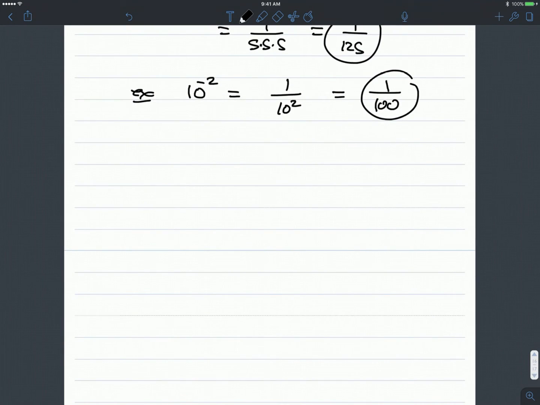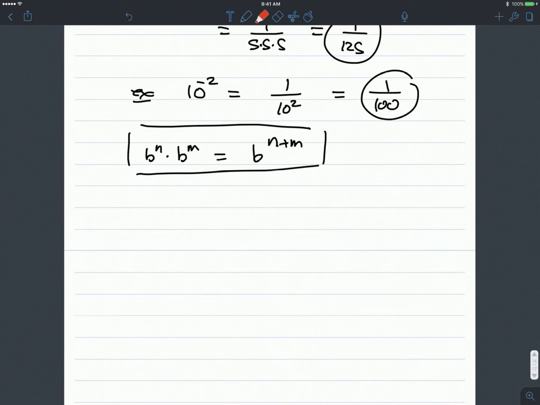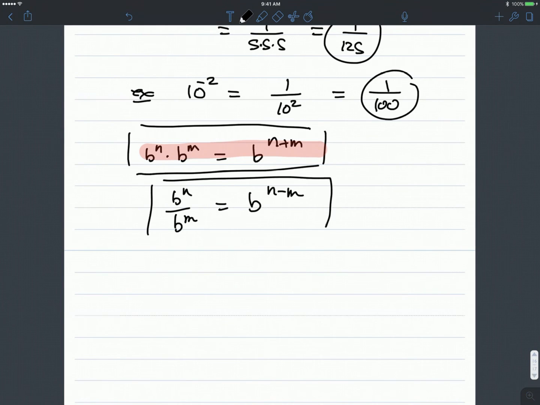You had another property: any base to a power times a base to another power. What did you guys do with these powers? We add them. That's true. That's good. So this is another situation. And then I get b to the n over b to the m is b to the n minus m. And this is a division property. These are some properties of exponents that you guys had.